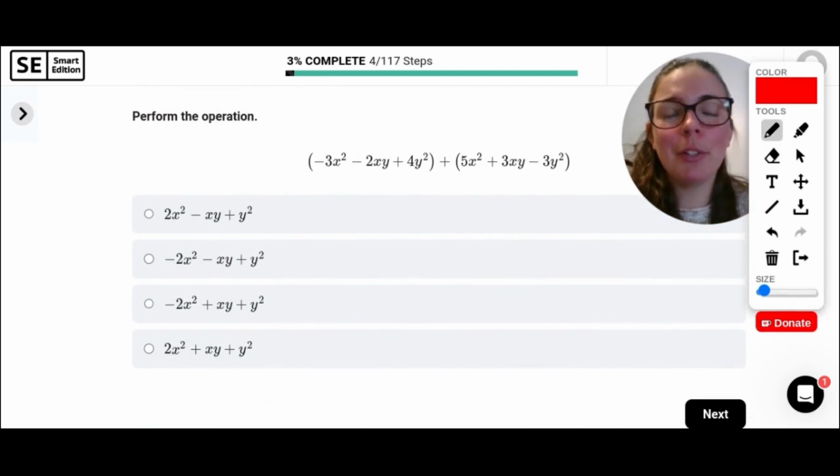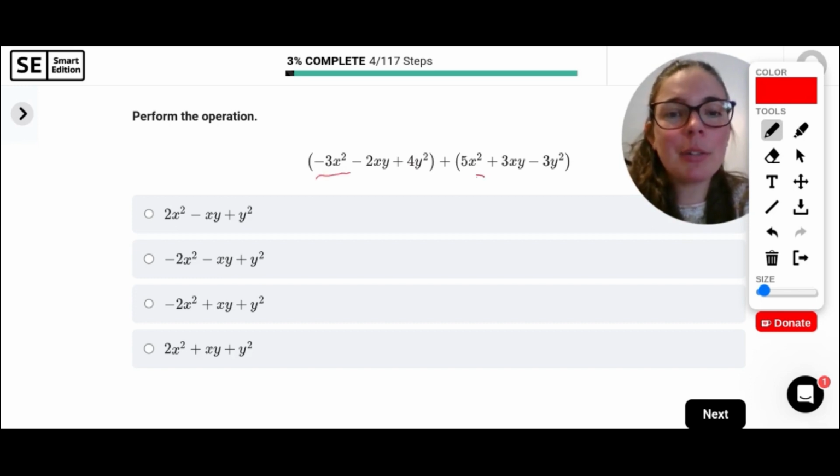Here we have some polynomial addition. So we need to do negative 3x squared minus 2xy plus 4y squared plus 5x squared plus 3xy minus 3y squared. So in this question, the parentheses actually don't do anything. So all we're really doing is just combining like terms.